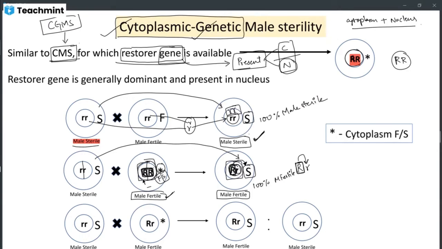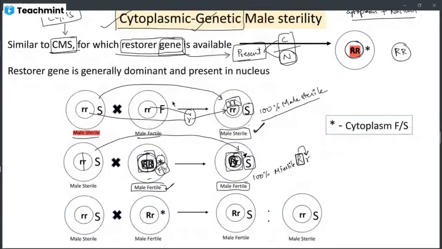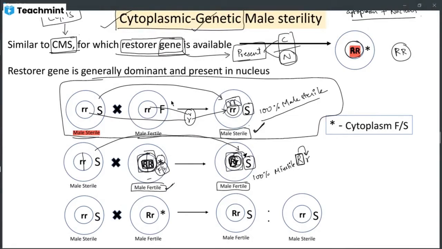Whereas in case of this cross, the progeny will be 100% male sterile. This cross is the classical example of your CMS, right? This is completely CMS without any change. Am I right?